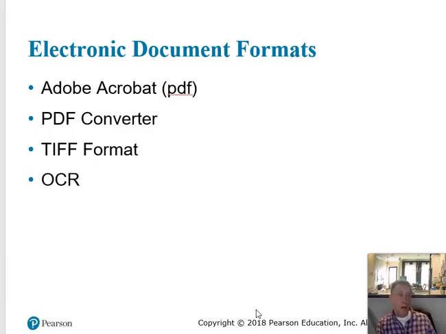PDF Converter is useful because a lot of times you might not have the software that was used to create the documents. So PDF Converter will convert it into PDF files for you, and it's still searchable. TIFF format is used a lot for pictures because it has high resolution, good quality, and small storage size. OCR, we covered that in the last presentation. That's for scanning in documents in such a way that they can still be searchable for the terms in them. They don't just turn into a picture.